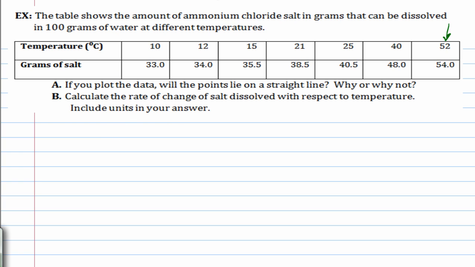So let's go ahead and kind of relabel this table of data. I have temperature and I have grams of salt. When the temperature is 10, we can burn off 33 grams of salt. When the temperature is 12, we can burn off 34 grams of salt. When the temperature is 15, we can burn off 35.5 grams of salt, and so on and so forth. So let me just finish writing these out really quickly. 38.5 and 25. While I'm writing these out, you should be really thinking about how we're going to approach this.